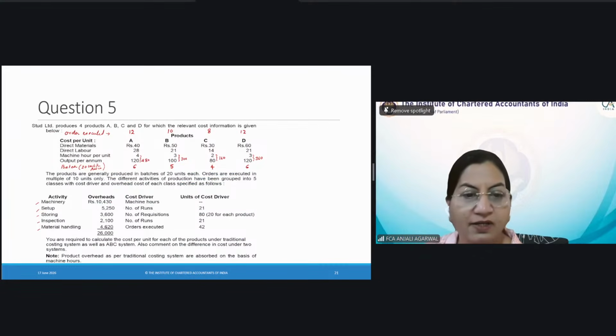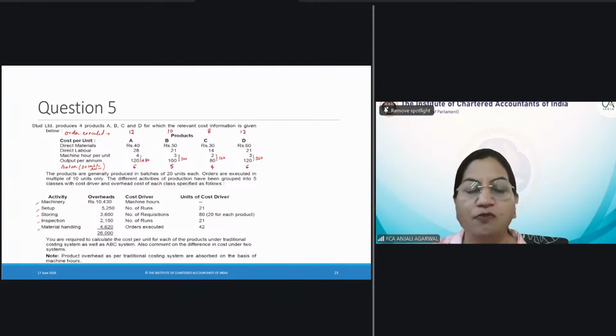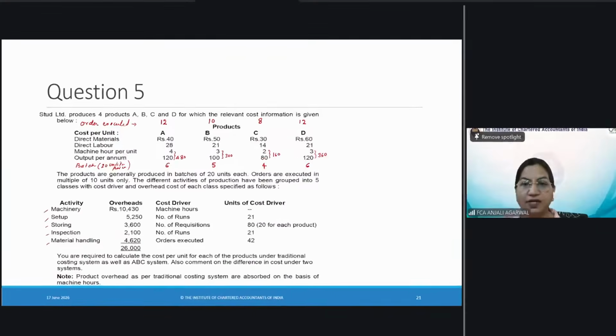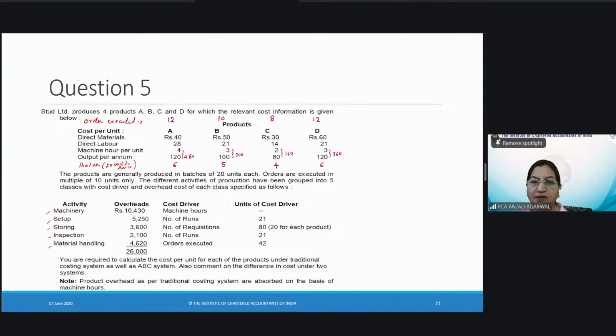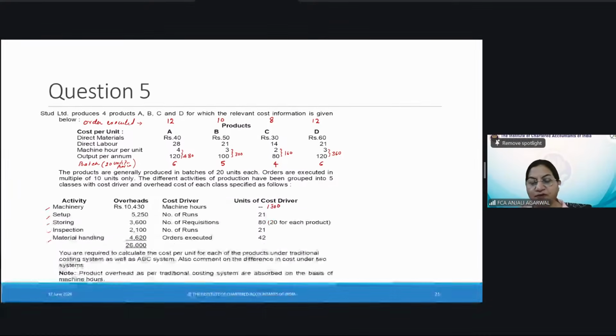Their total costs are given and their cost drivers are given. So machine hours, how many machine hours have been used? 480 plus 300, 780, 780 plus 160, 940 plus 360. So 1300 machine hours have been used. Number of runs for setup, batch setup: 6 plus 5, 11 plus 4, 15 plus 6, 21. So even if it had not been mentioned here, you could have done the total, just like you have done for the machine hours.